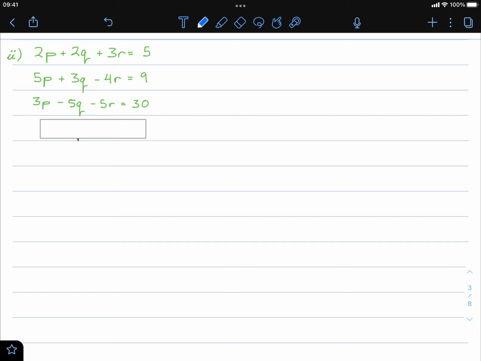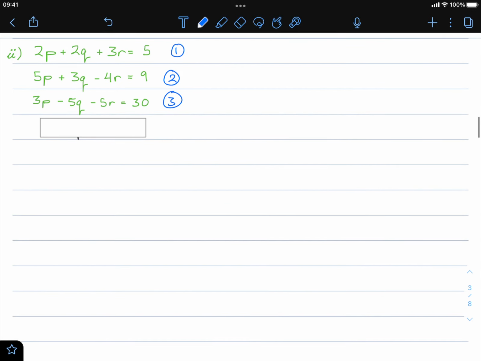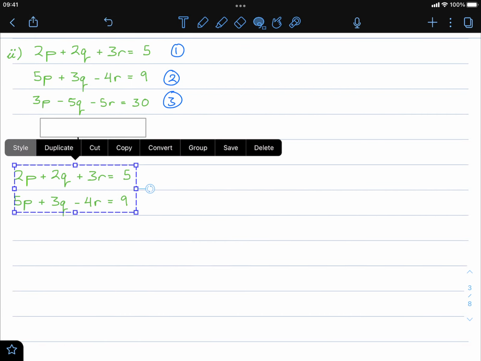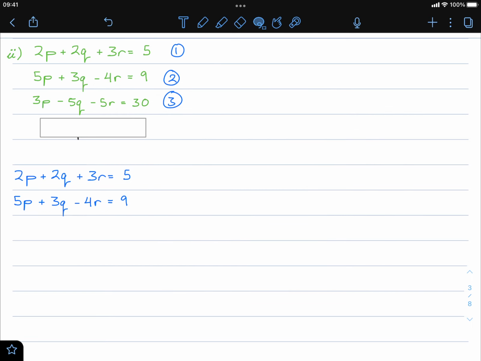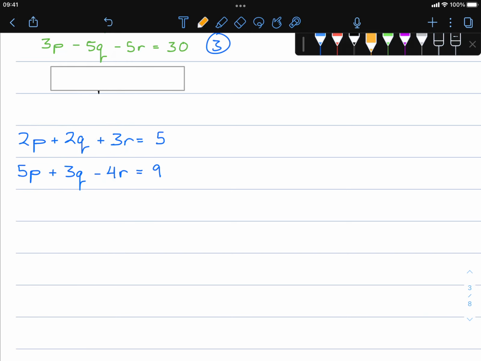So remember, we're going to number them 1, 2, and 3. And we just begin pairing them. I'm going to take 1 and 2 together. And for this, this is just me personally, I always eliminate the third variable. You can eliminate any that you want, but I just choose to do the third variable. To do this, I'm going to multiply this by 4, multiply this by 3.